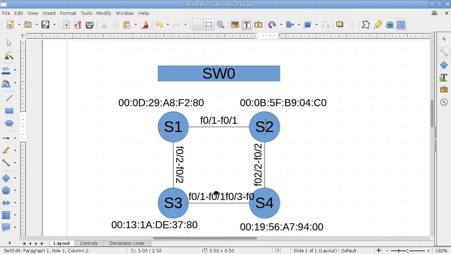Now, it seems like when you have two links and you have one side that might be blocking and one side that's not blocking, you have to determine which one will block. So why is it, for example, this one blocks and this one is forwarding instead of this one blocking and this one is forwarding?